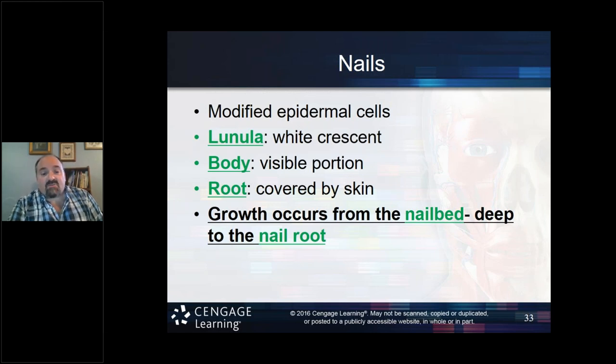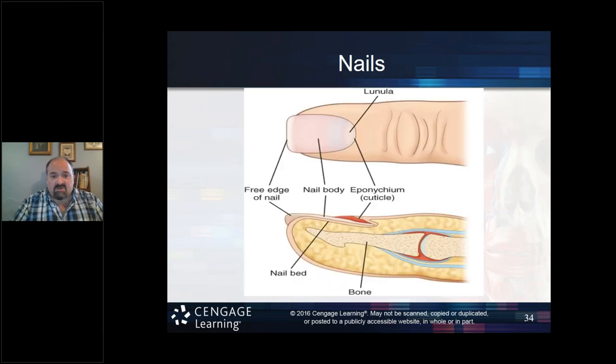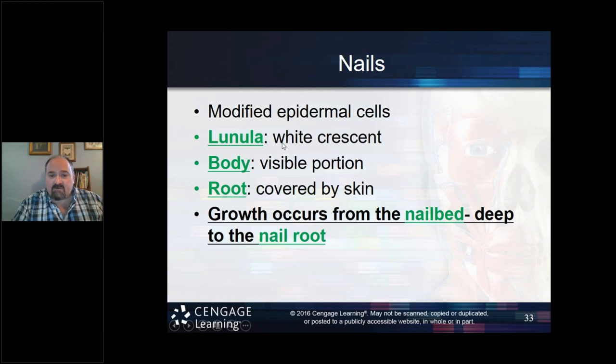As far as the structures present for the nails, we have that crescent, which would be the lunula. The body is the visible portion of the nail, and then the root is covered by the skin. Growth occurs from the nail bed and then pushes outward from deep within the skin, in that nail root. So here you're just seeing the nail body. This is actually what you're seeing. There's the lunula, that white crescent area.